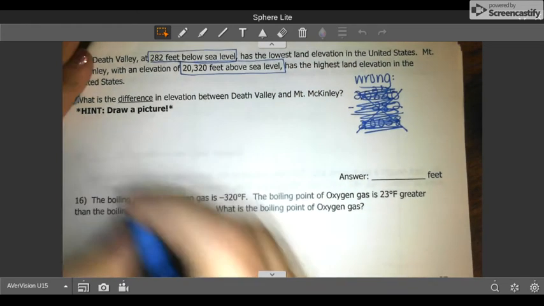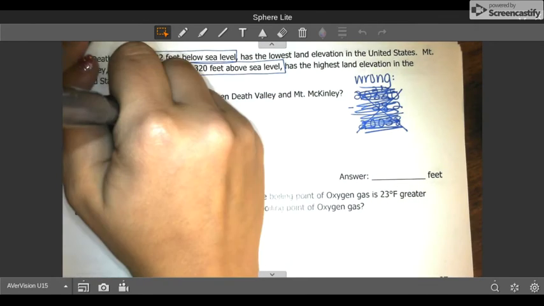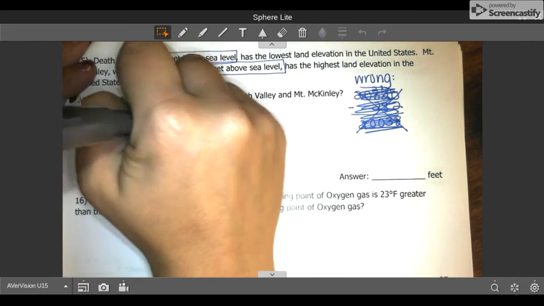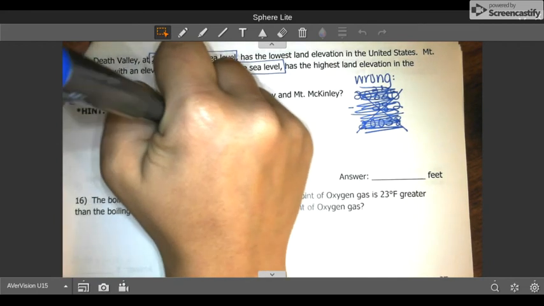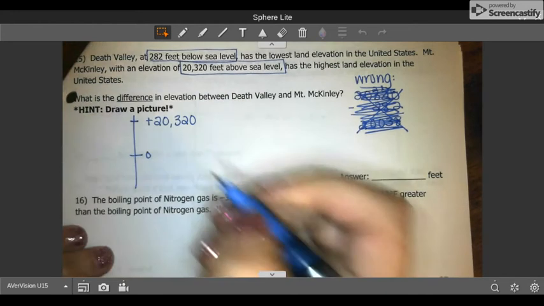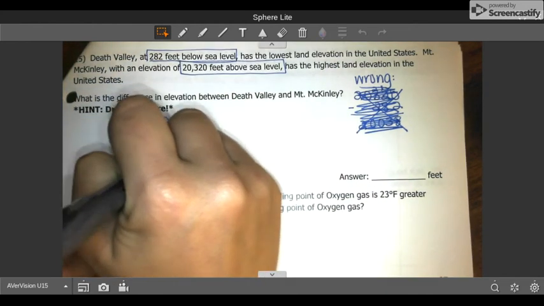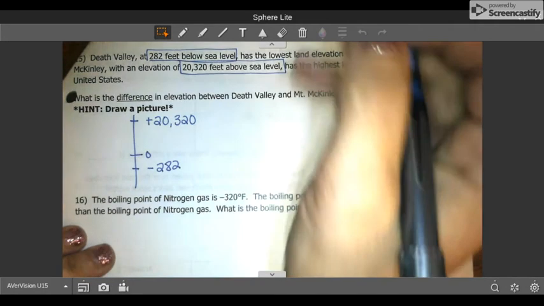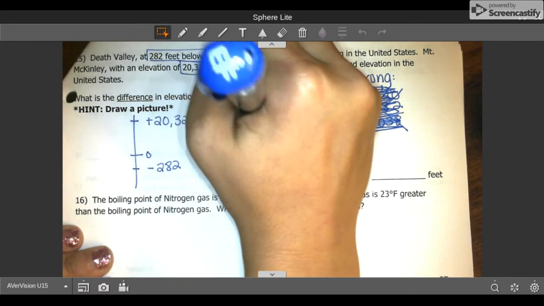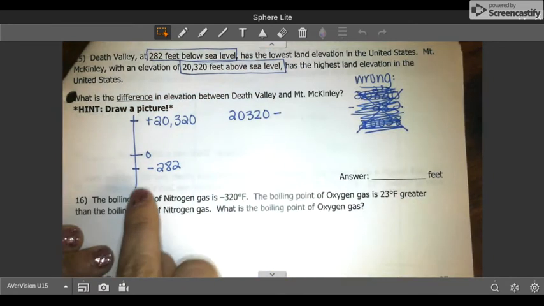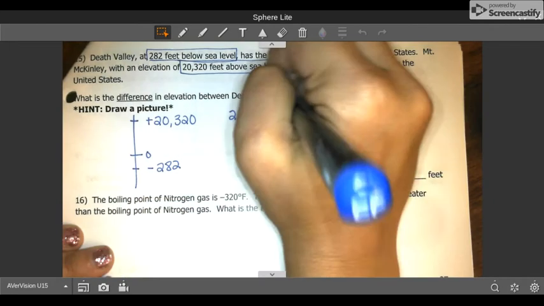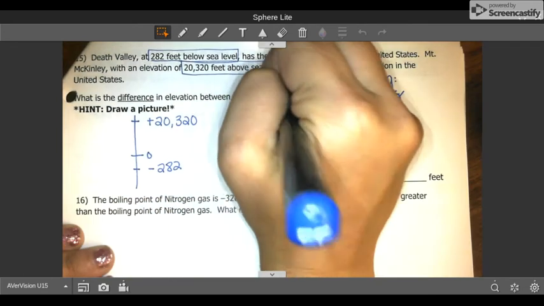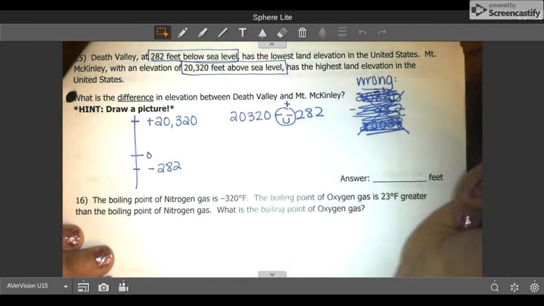What we're going to do instead is we're going to draw a picture. So here's Mount McKinley at a positive 20,320 feet above sea level. And here's Death Valley at a negative 282 feet. So if we were going to subtract, it's actually going to look like 20,320 minus negative 282. We're subtracting a negative. And when you subtract a negative, what you're really doing is adding.